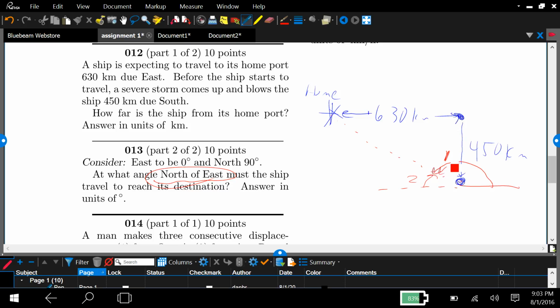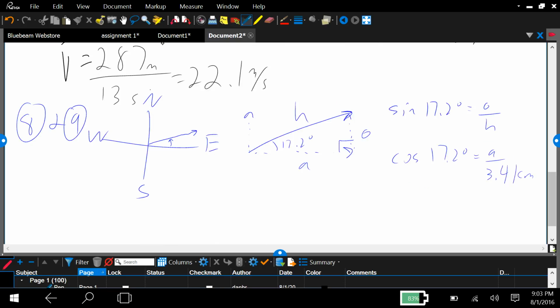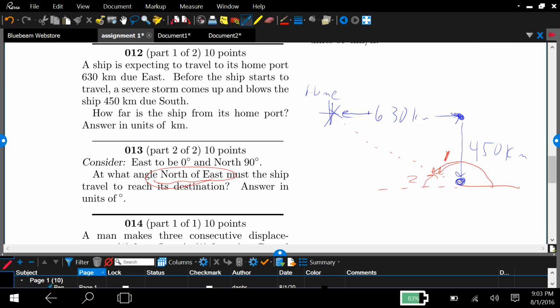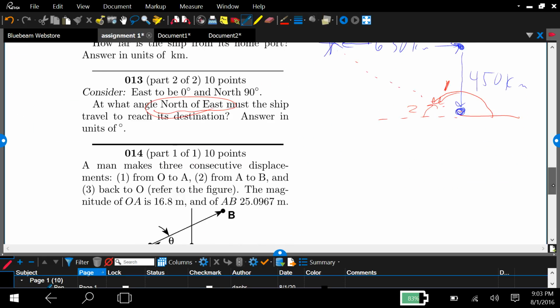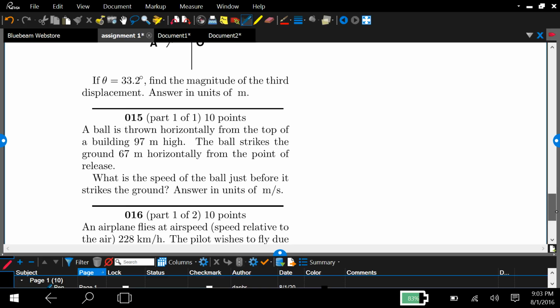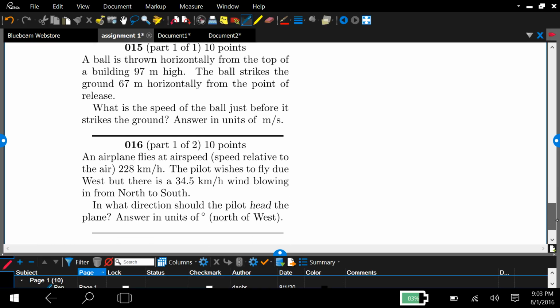If that's not utterly clear to you, that's okay. That's not even a physics difficulty we're having here. It's more like a why on earth do math people define angles like that? And that's another story for another day. Okay, a couple other problems that are very similar.